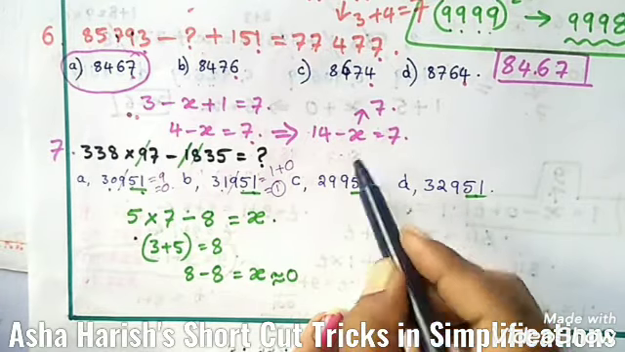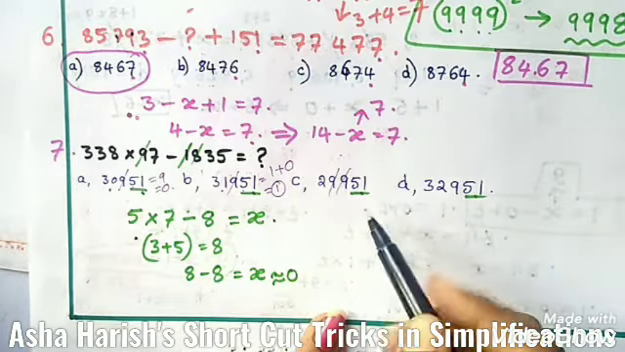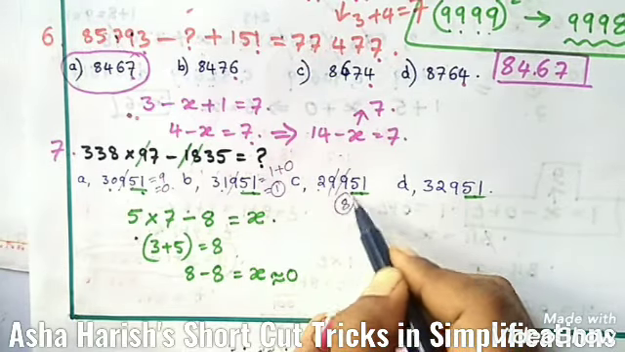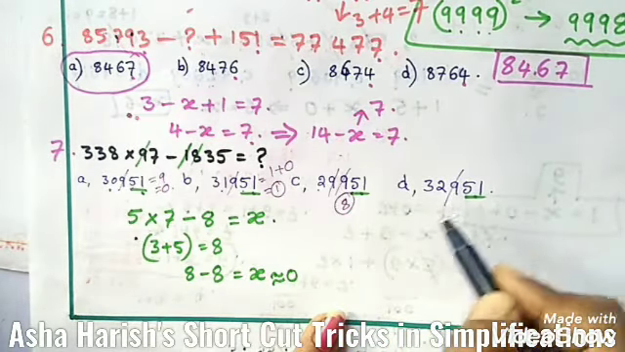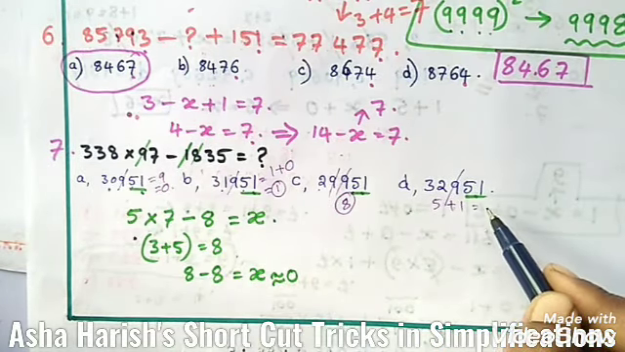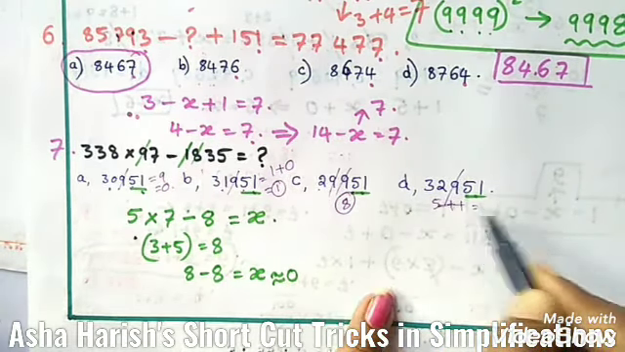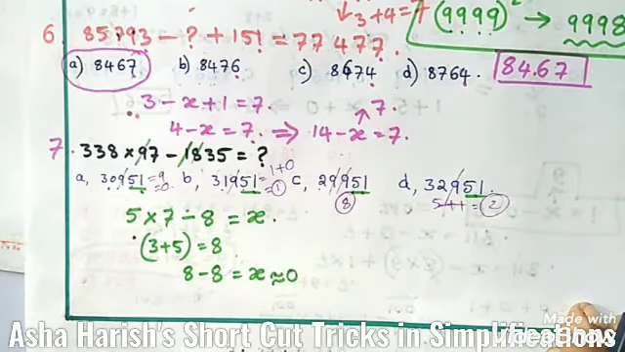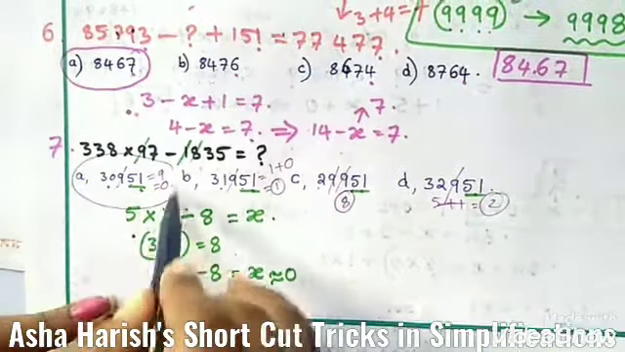In this third option, two 9s are there. Two 9s are eliminated. 5 plus 2, 7. 7 plus 1, 8. Here is the number 8. Here 9 is eliminated. 5 plus 1, 6. 6 plus 5, 11. So 11 means 1 plus 1, again 2. So we have the number 0, which means option A is the correct answer.